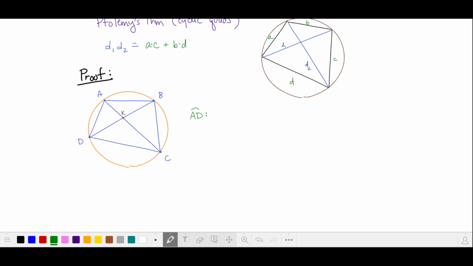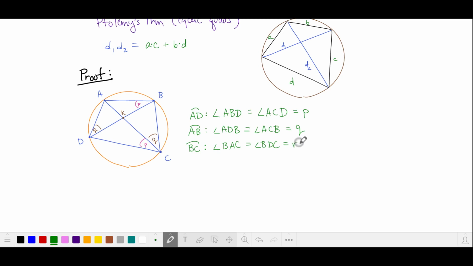Here we have cyclic quadrilateral ABCD, where the diagonals intersect at this point K. Take a look at the angles that cut off arc AD. These are angles ABD and ACD. Let's call that measure P. Now let's take a look at the inscribed angles that cut off arc AB. These are angle ADB and angle ACB. Let's call this angle Q. Finally, with arc BC, that's inscribed by angles BAC and BDC.